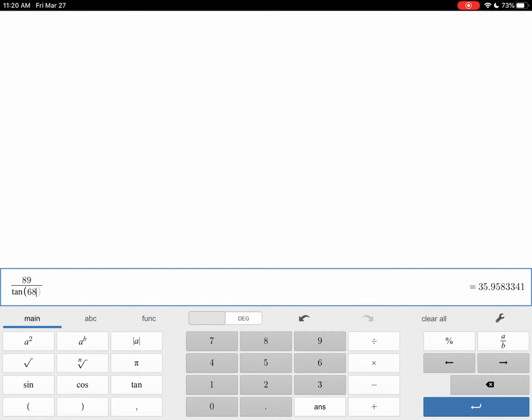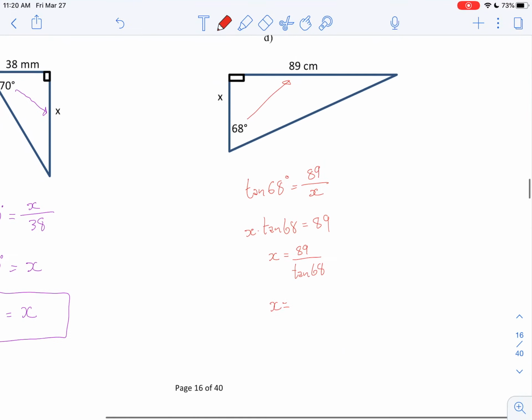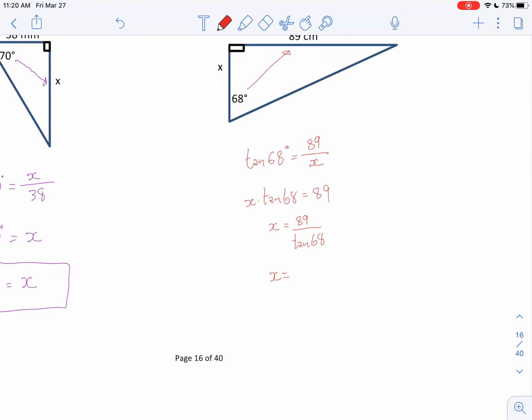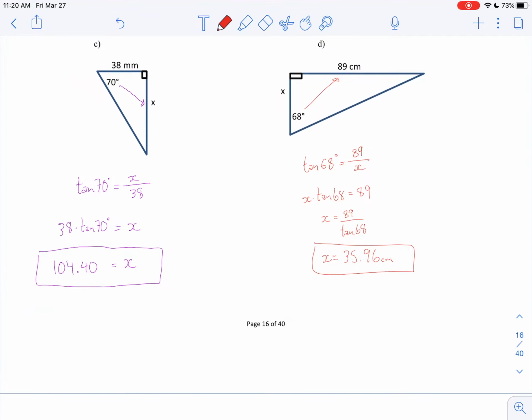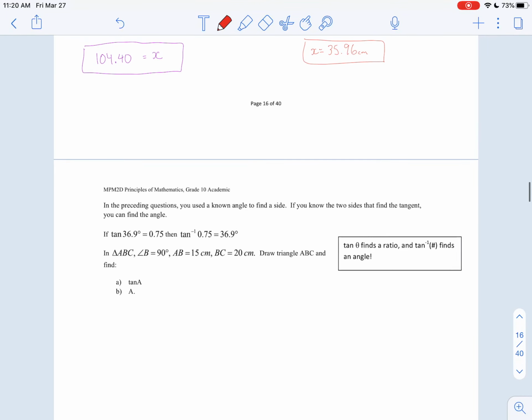35.958. Notice that the number after the 5 is an 8, so I'm going to round that 5 up to a 6, so 35.96. And what was that measured in? Centimeters in this case. So I've got x is 35.96 centimeters in this case. I should be writing my units in there. Of course, you're a little more attentive than I, and you did that.